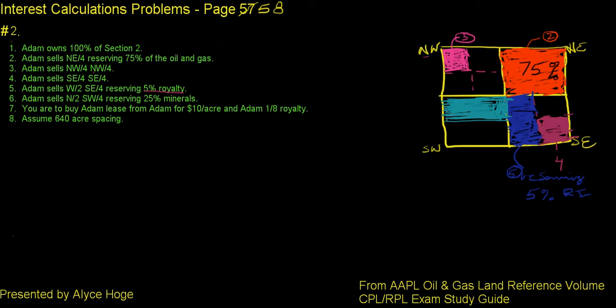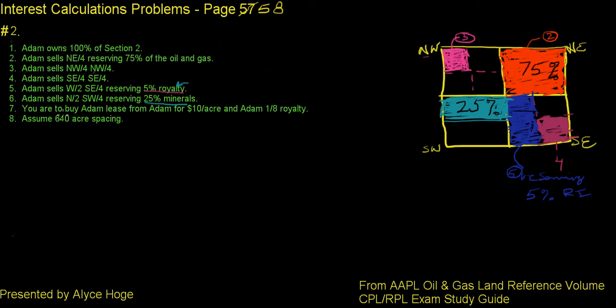Okay, now is Adam retaining any of the minerals here, or is he selling all the minerals? Go back to our problem on number 6. He's reserving 25% of the minerals, not royalty, minerals. So in that case, we're going to denote on here that even though he sold it, he's retaining 25% of the minerals. And that'll be in black, and that'll be a clue to us that he still owns an interest.